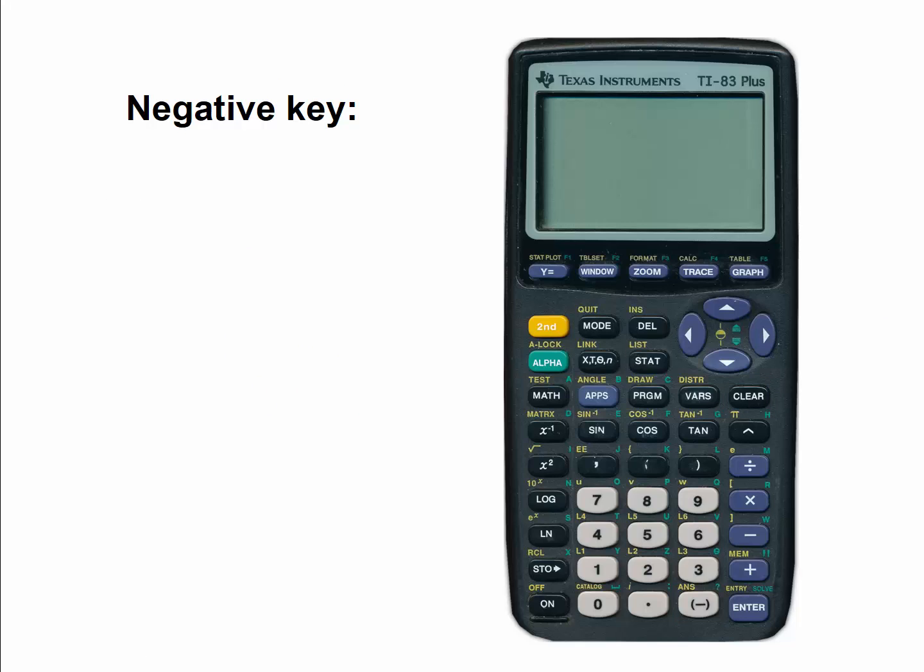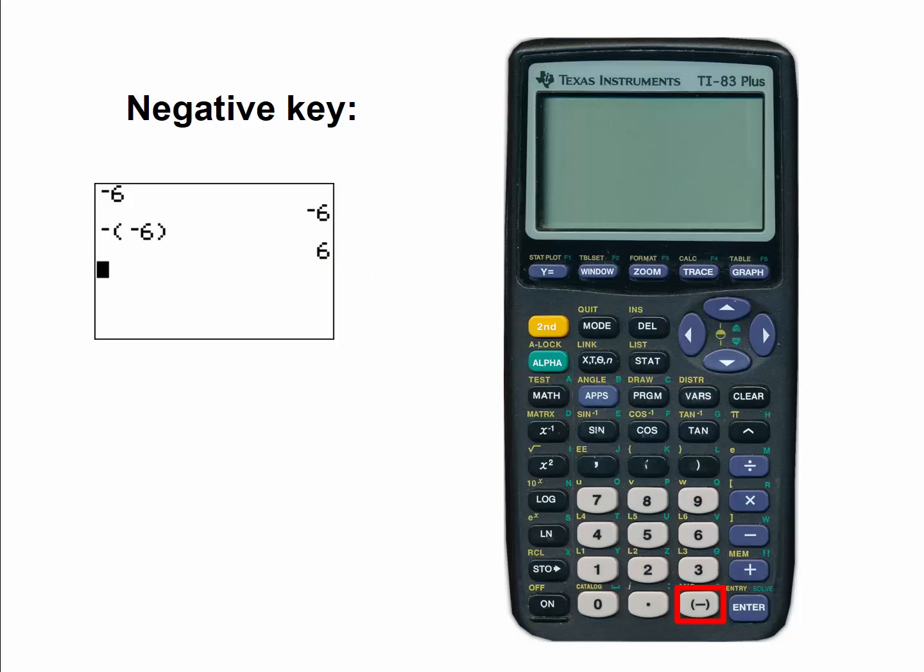Next is the negative key. This negative key is different than the subtraction key. The negative key changes the sign of the number. So the opposite of 6 is -6. If we take the negative or the opposite of -6, we get a +6. So this key changes the sign of a number.